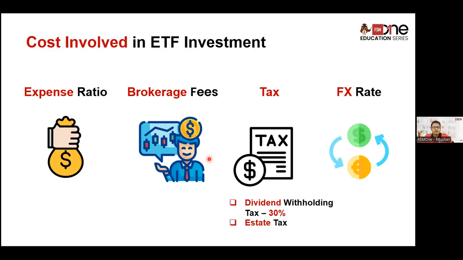Brokerage fees depend on which broker you're using, since it is a stock, so that varies. Tax. When it comes to tax, this is a very common question, right? On the tax part, there is a 30% dividend withholding tax. What it means is that when an ETF declares a dividend, similar to a stock, the dividend that we get as investors is after minusing the 30%. So the dividend that I get is already minus 30%, and that's the money that I get as dividend, right?